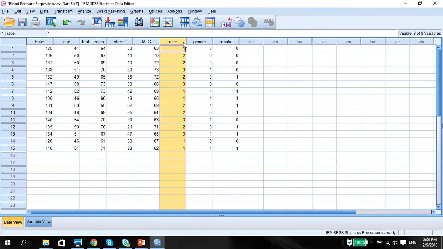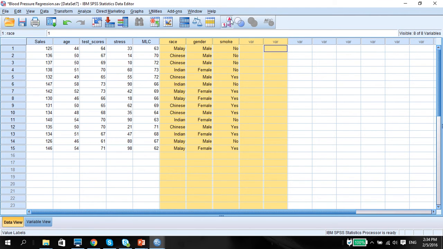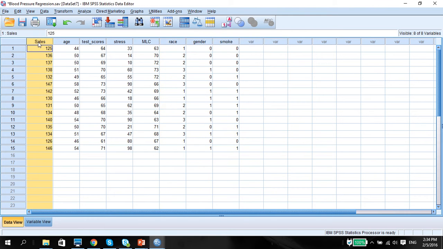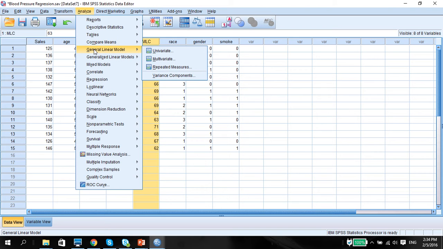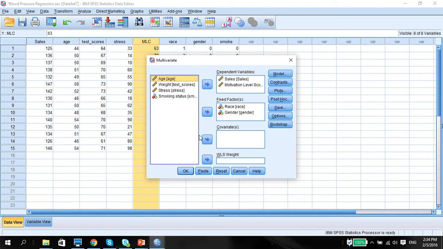So this is our data set where we have two independent variables here, race 1, 2, and 3, Malay, Indian, Chinese, and of course gender, male and female, and our dependent variables, sales, and of course MLC, which is motivational levels combined. So we go to analyze, general linear model. Now, since we are going to be using more than one dependent variable, we now use the multivariate analysis. Okay, so put in your sales in your dependent variables. Now, you notice that dependent variables now can take in more than just one dependent variable. So I'm putting in sales and motivation level combined.